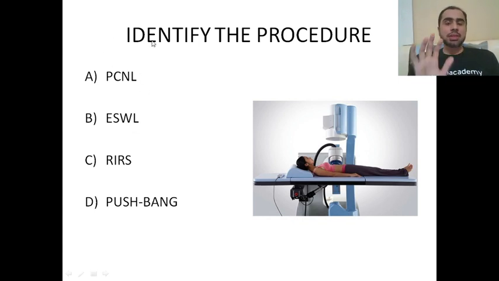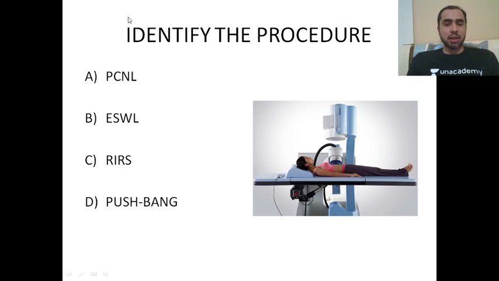PCNL is a proper surgical procedure where a tube is put percutaneously, it's percutaneous nephrolithotomy, from the skin at the renal angle into the renal pelvis, and the stones are broken down and removed.